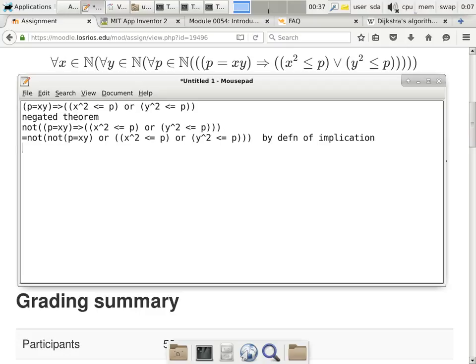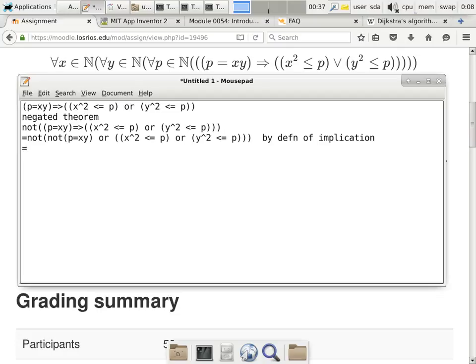Okay. So the next step is I can now apply De Morgan's law because I have a negation on the outside, a disjunction on the inside. So now I can apply De Morgan's law. De Morgan's law basically says you can distribute the negation that is on the outside to each component in the inside, but you have to change the operator of the or into a conjunction.